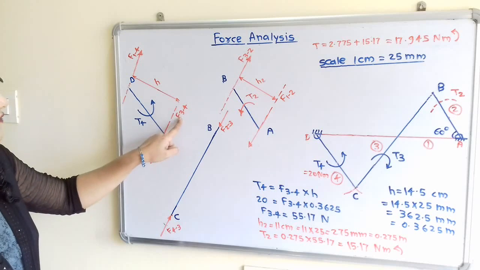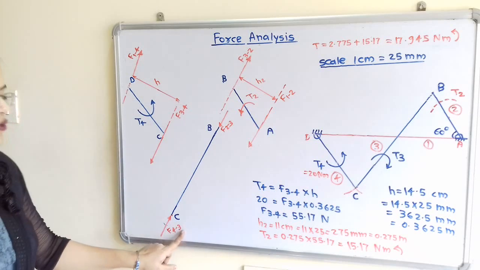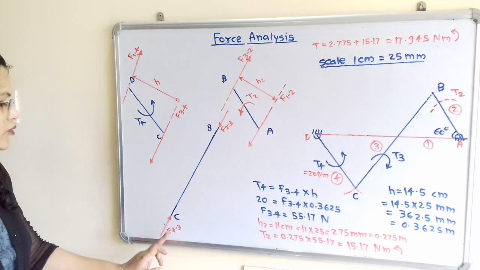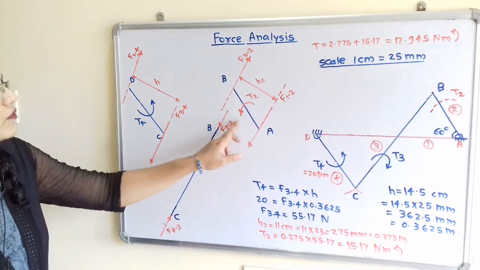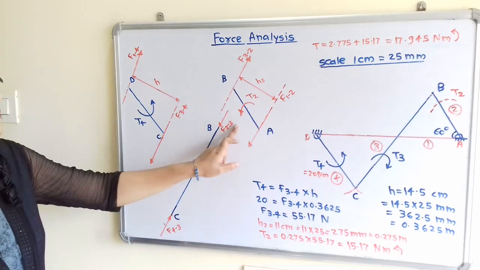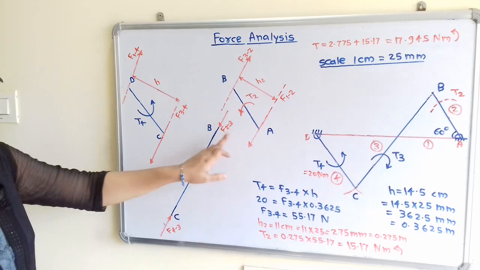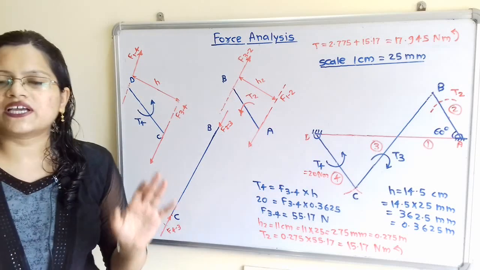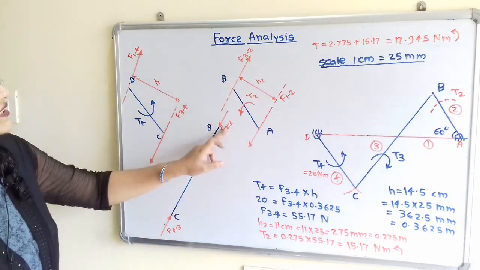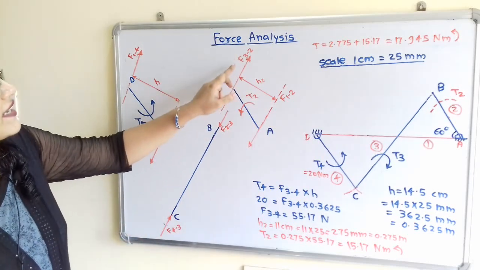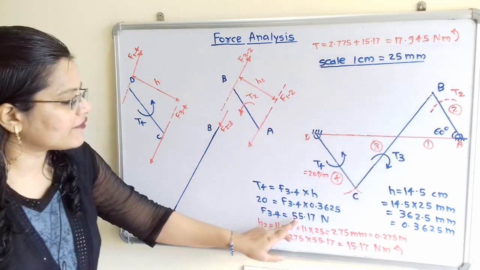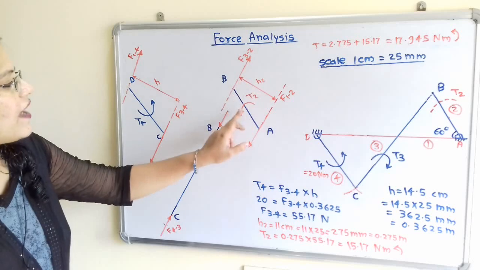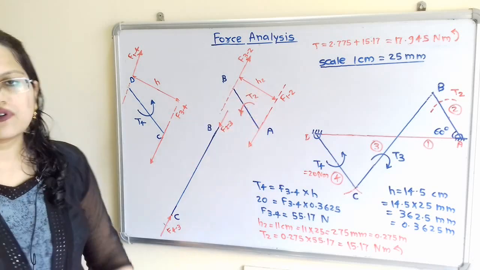So this force F of 3 to 4 and F of 4 to 3 are equal in magnitude but opposite in direction. So F of 4 to 3 and F of 2 to 3 are also equal in magnitude but opposite in direction. And this F of 2 to 3 and F of 3 to 2 are also equal in magnitude and opposite in direction. So we can take here F of 3 to 2 is equal to 55.17 Newton. Now we have to find out the magnitude of this T2.